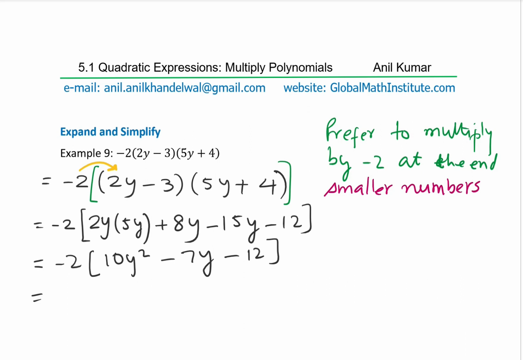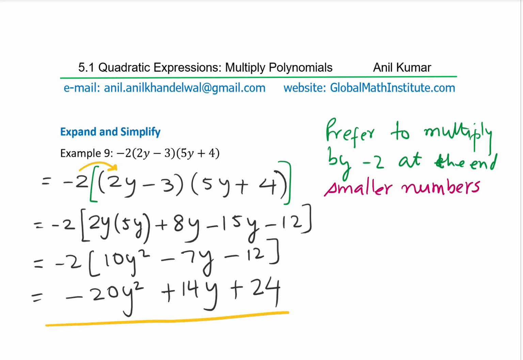Now we'll multiply by negative 2. So we get negative 20y squared. This becomes positive 14y, and that also becomes positive 24. Now in this case, you've seen we multiplied by 2 at the end, and so we were working on the whole with smaller numbers, right?